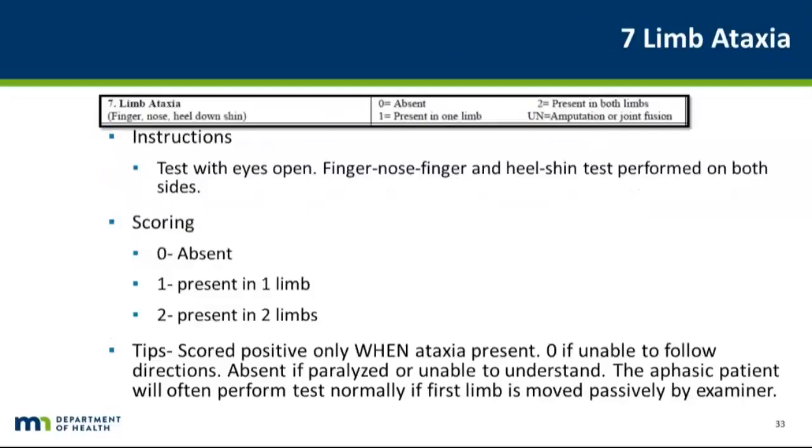For testing, use nose to finger to nose to finger, and heel to shin tests on both sides. A 0 is when ataxia is absent. 1 would be present in one limb. A 2 is scored for present in 2 limbs. Again, this is only scored when present. They will score a 0 if unable to follow directions, and the same thing goes if they are paralyzed. Aphasic patients may actually perform this test normally if you passively move the limb first.